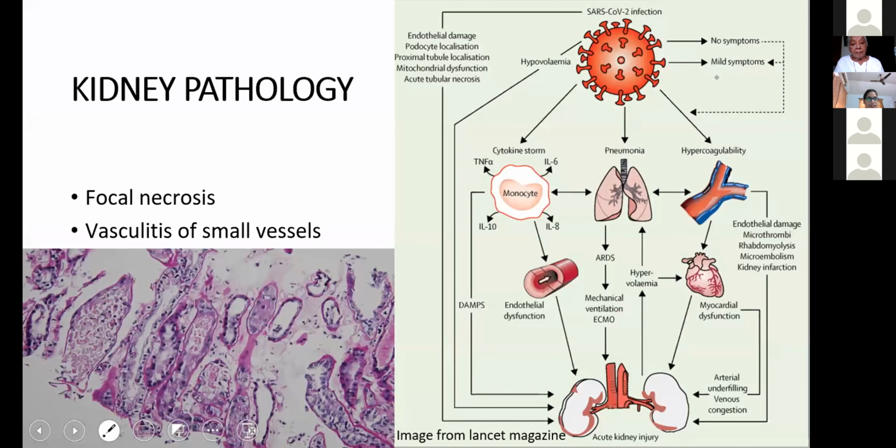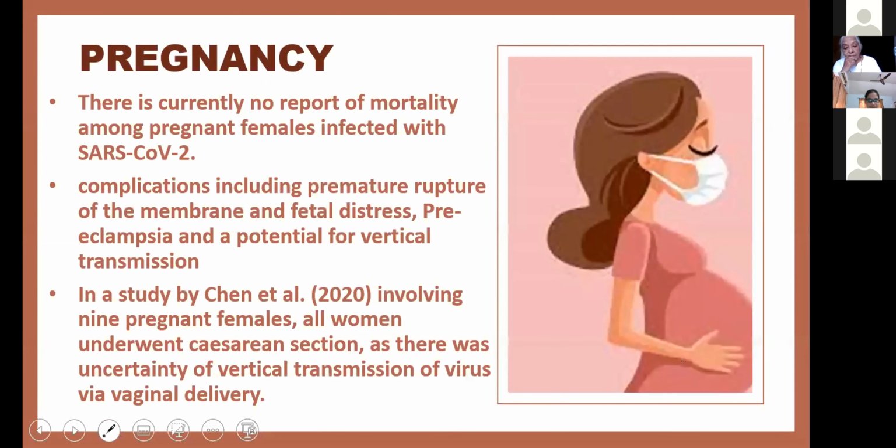When you go to pathology, you see focal necrosis and vasculitis of the small vessels. This image is taken from the Lancet magazine, which summarizes how the kidney could be involved. It could be due to pneumonia, where there is less ventilation. It could be due to the cytokine storm, which induces endothelial injury, again hypoperfusion. It could be due to a hypercoagulable state, which leads to myocardial dysfunction and then affects the kidney, producing acute renal injury.